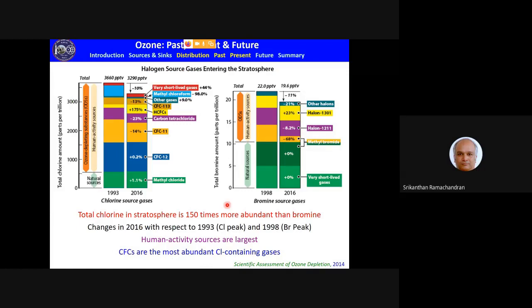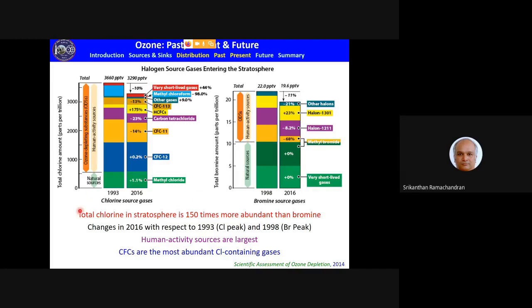Why is this? What are these halogen gases? Where do they come from? Why are they important? What do they lead to in the depletion? We'll see in a little bit more detail. So the halogen source gases that enter the troposphere and stratosphere include chlorofluorocarbons that we know.